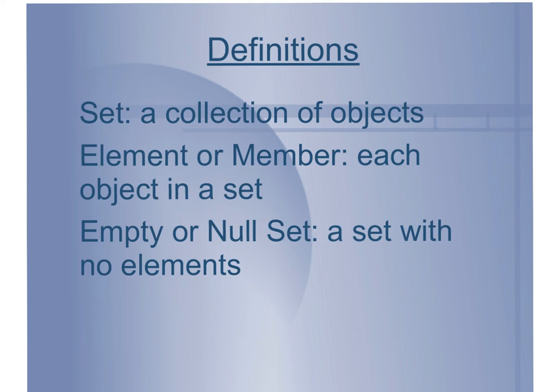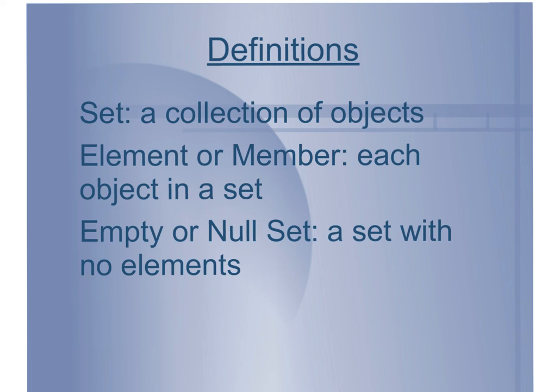A set is just a collection of objects. In this case, we're going to talk about numbers, but if I had the set of students in my Algebra 1 class, your names would be listed as that set, right? A set is just a collection of objects. The element of the set is one of the objects in the set. So if I say the element, I'm talking about one object within the set. An empty or a null set is a set that doesn't have anything in it.